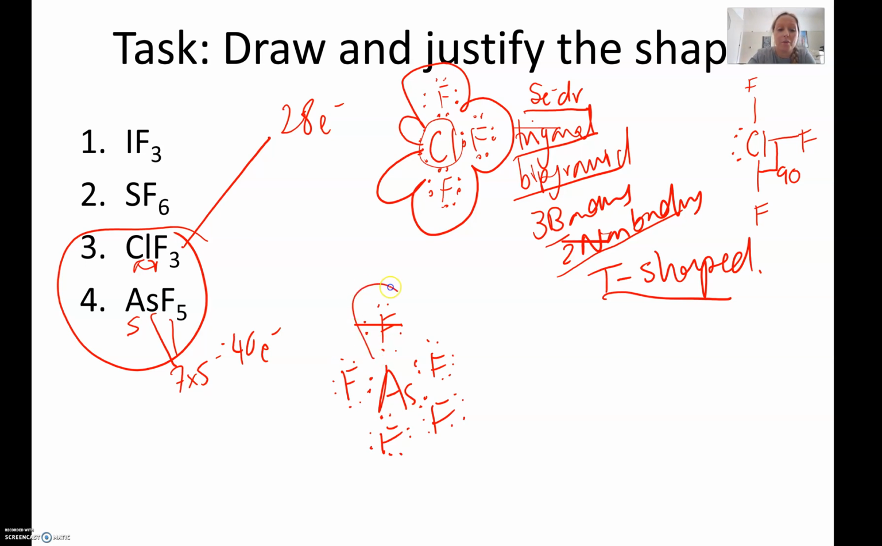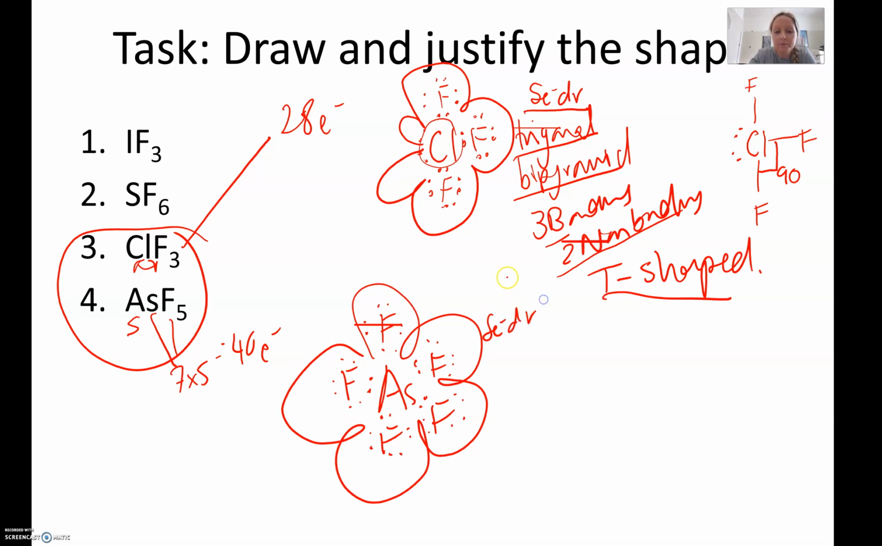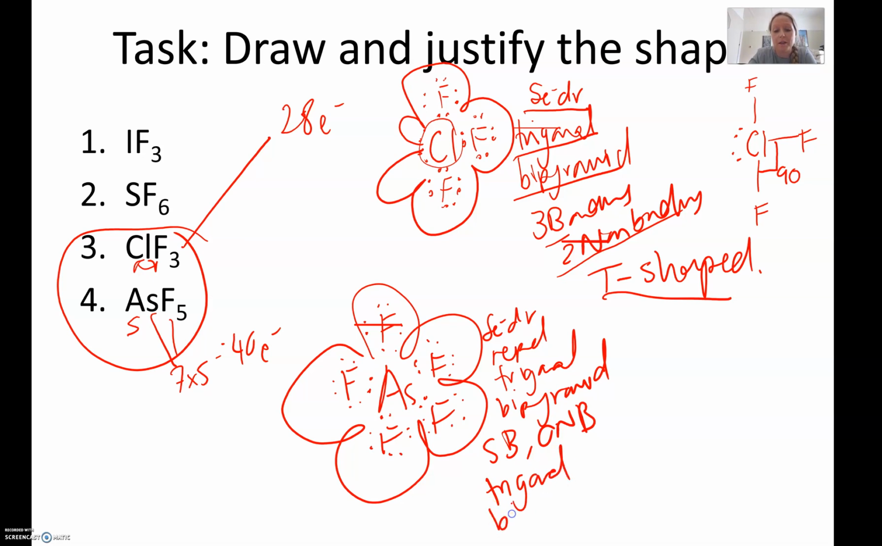So therefore we've got 1, 2, 3, 4, 5 electron density regions. These electron density regions are surrounding the As central atom, and they're going to repel as far as possible to create the parent geometry of trigonal bipyramid. In this example here, there are 5 bonding and 0 non-bonding, so the shape is also trigonal bipyramid.